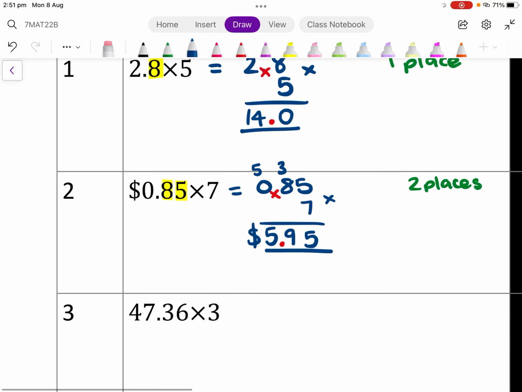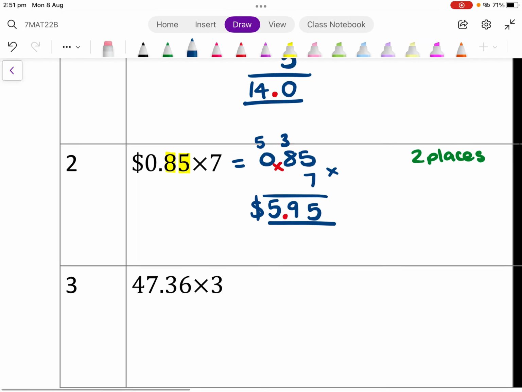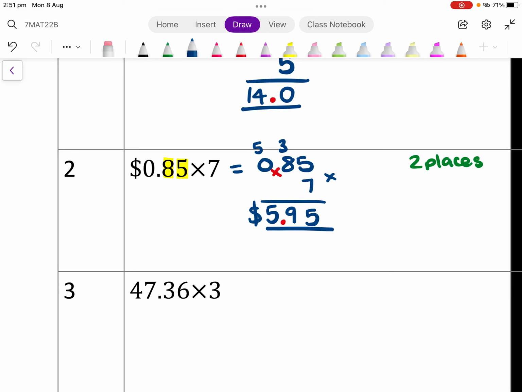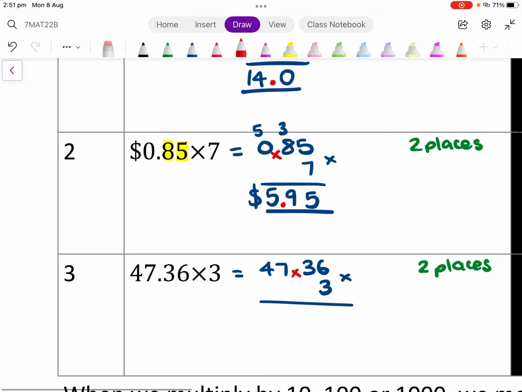Our next one, what we have is 47.36 times 3. Now again, we have two places after our decimal point, so we want two places after our decimal point in our answer. So we're going 47.36 times by 3. Again, we want to ignore that decimal point for the meanwhile.